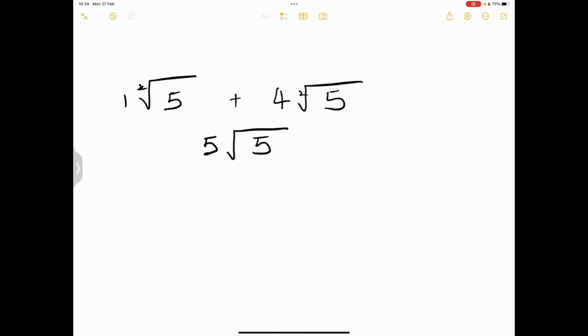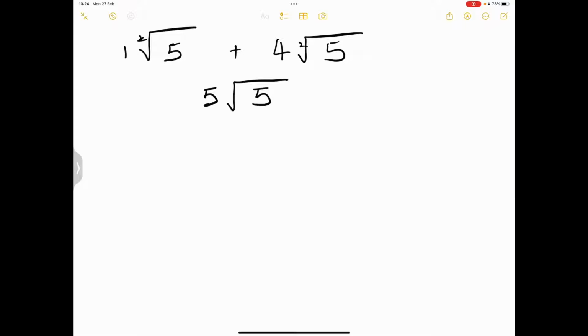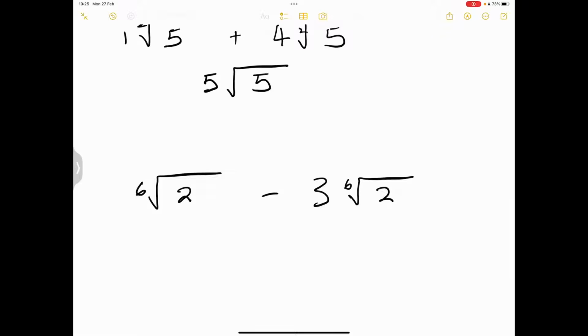So the same works for subtraction. So if I were to get a root, say we get the 6th root of 2, let's just say we subtract 3 the 6th root of 2. In fact, let me maybe not use 3, let me use 4 instead.